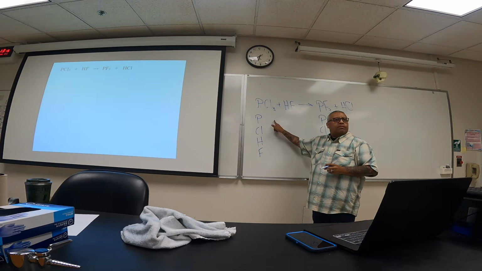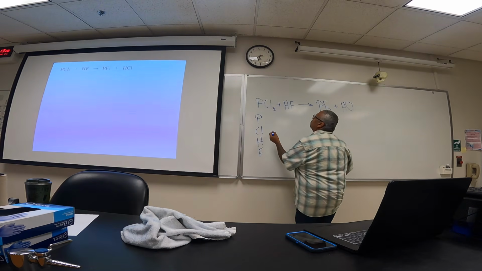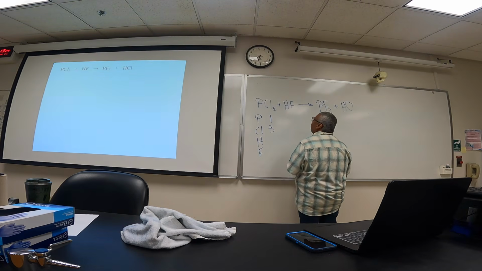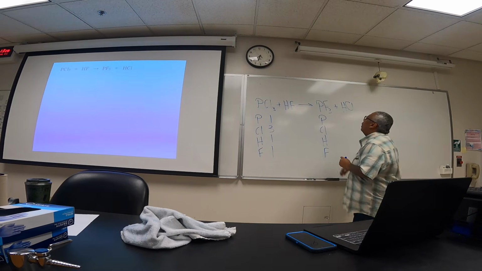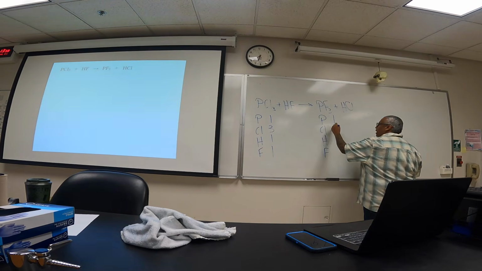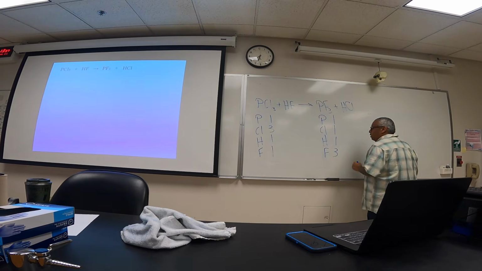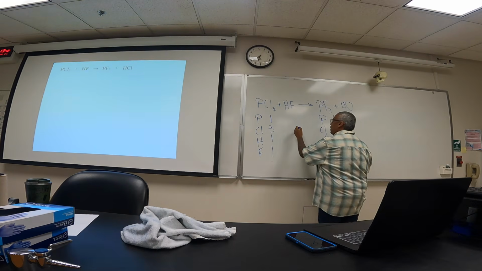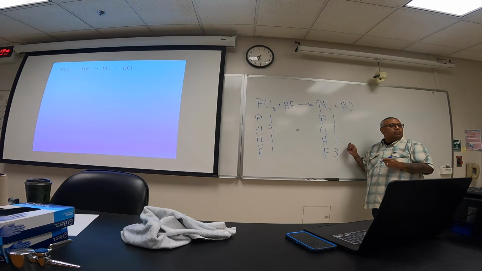Now I'm going to keep track of the amounts that I have here. How many moles of phosphorus do we have? 1. How many moles of chlorine? 2. How many moles of hydrogen? And fluorine? 1. And now I'm going to do the same thing with this side. Phosphorus, I have 1. Chlorine, I have 1. Hydrogen, I have 1. But on this side, fluorine, I have 3. Now our goal here is to make this side equal to this side.